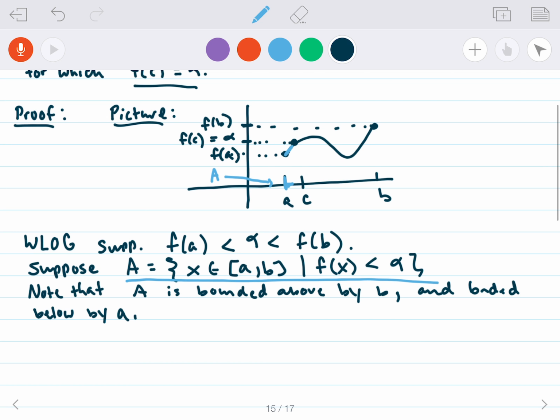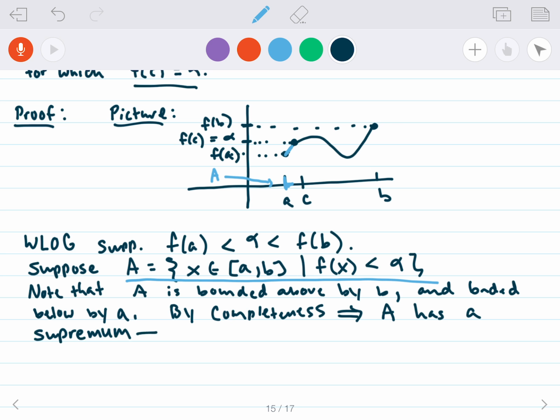Okay, so by completeness, it follows that A has a supremum. Okay, so there's like a maximum value in this set. Well, I shouldn't say maximum because it might not attain the maximum value, but supremum. Okay, so least upper bound. Let's call it M.